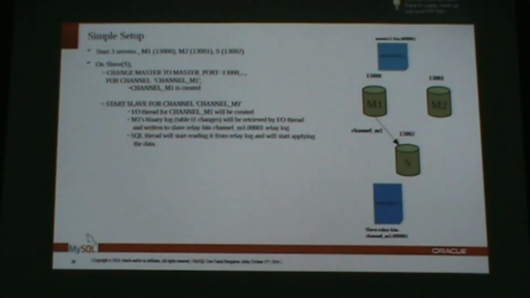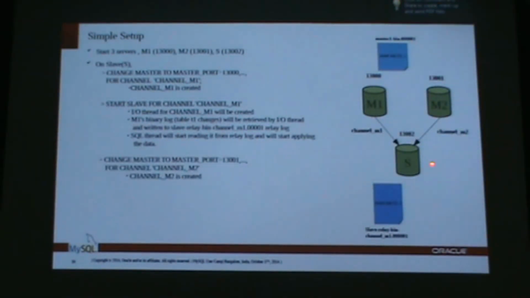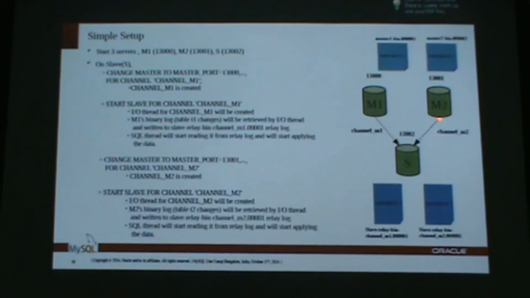Now, what you couldn't do earlier but can do now is, while this is happening, you can say CHANGE MASTER with port 13001 and have another channel. So your channel M2 is created, and the moment you say START SLAVE FOR CHANNEL M2, an IO thread is created for this channel, and insert into T2 in master 2's binary log will be written to the relay log by the IO thread, and then the SQL thread for that channel will come into the picture and apply it.